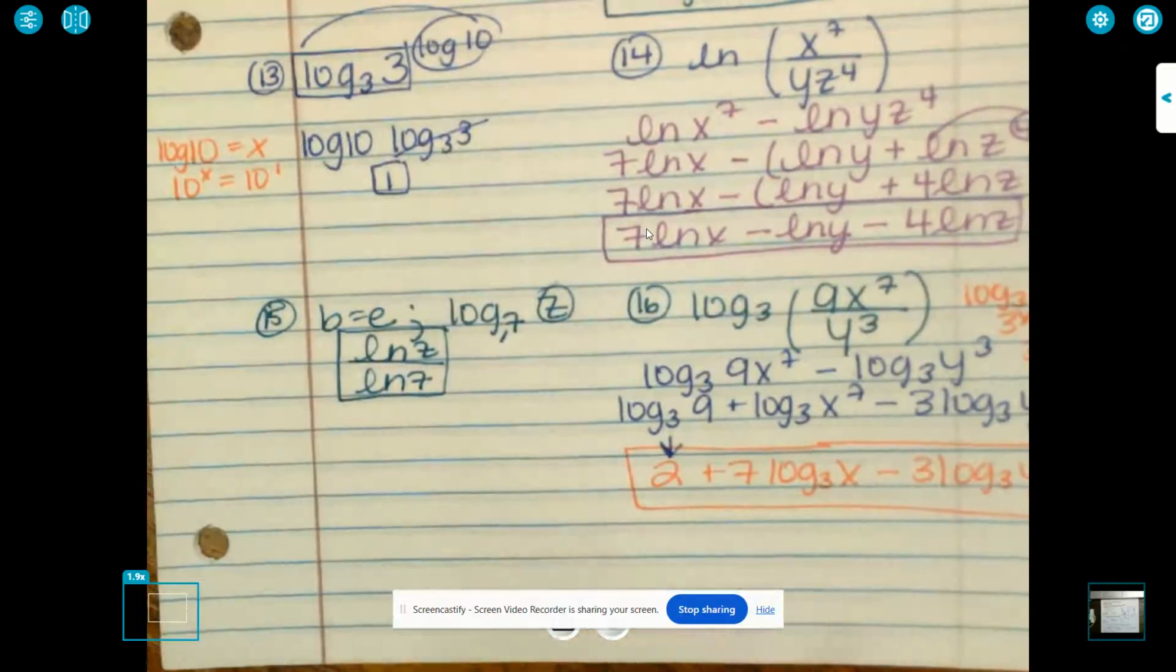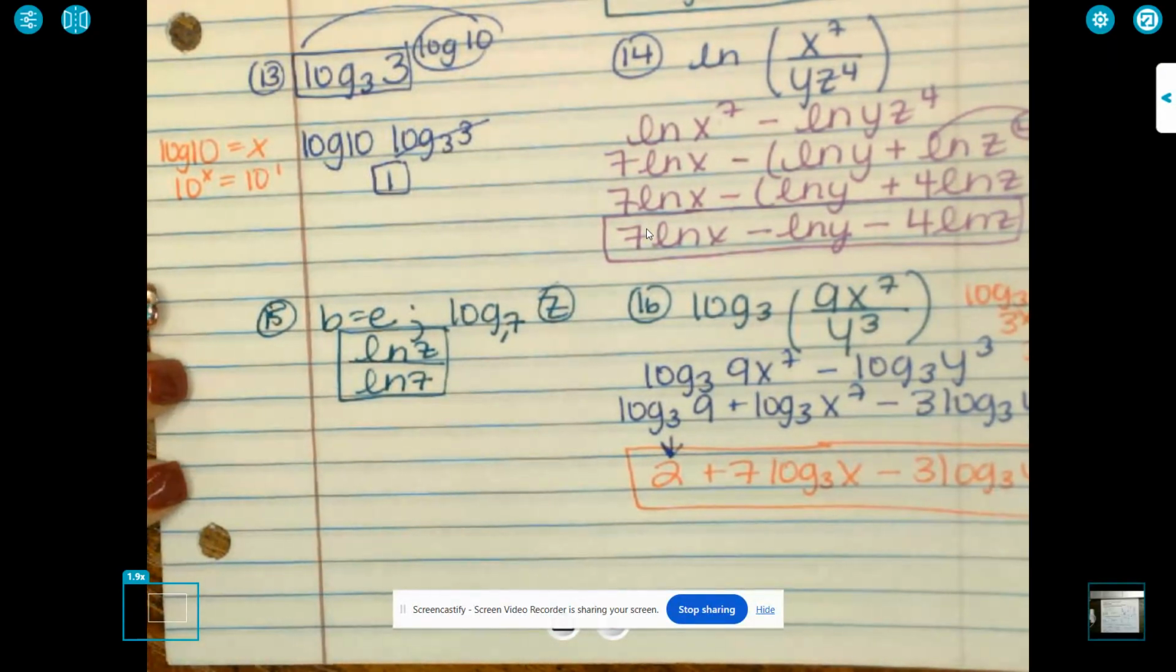All right, I think I can fit 17. Yeah, I can fit 17 on here.